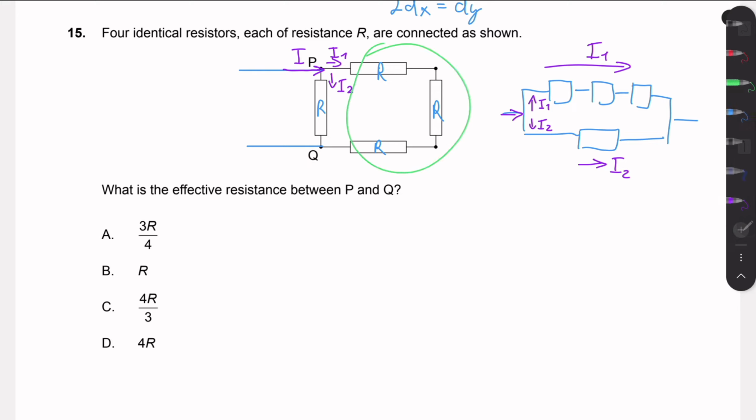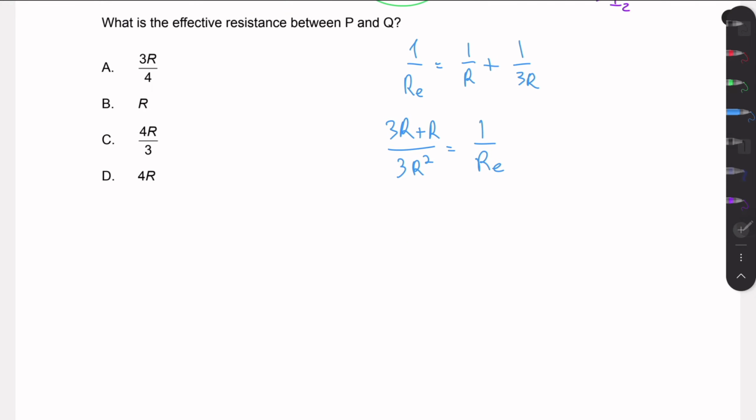So this has 3R, and then we have a 3R and a 1R in parallel. So 1 over RE, the equivalent, is equal to 1 over R plus 1 over 3R. So that's 3R plus R over 3R squared, which is equal to 1 over RE. Well, we can still say 1 over RE is 4 over 3R, as the R's cancel out. And then RE will be 1 over this, so 3R over 4, which is A.